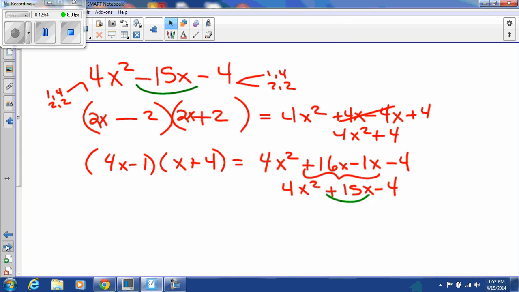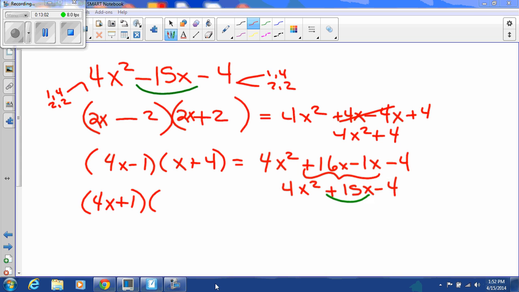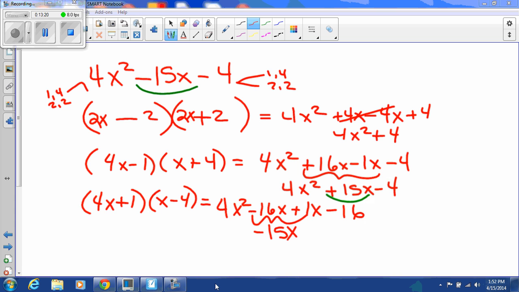So remember what to do. You're going to leave everything in the same place, but instead of 4x minus 1, you're going to do 4x plus 1. And instead of x plus 4, you'll do x minus 4. Now let's multiply. I get 4x squared minus 16x plus 1x minus 4, and negative 16x plus 1x gives me my negative 15x for my middle term. This is the correct factoring of my trinomial.